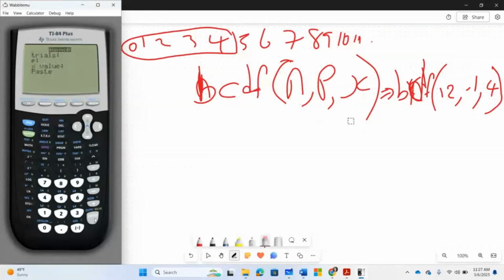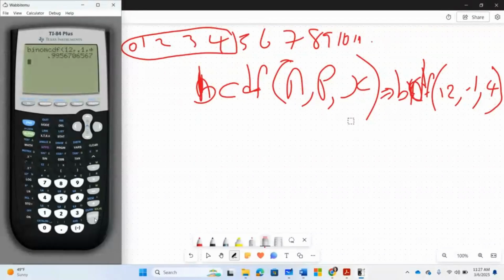It's asking me what is the number of trials, in other words, what is N? The number of trials is 12. And then what is the probability of success? 0.1. What is the random variable? 4. And I'm going to tell my calculator to calculate. It's asking me, is that what you want me to calculate? Yes.